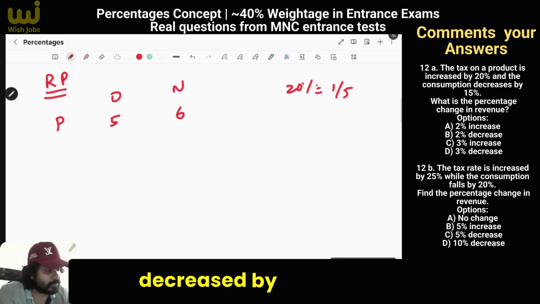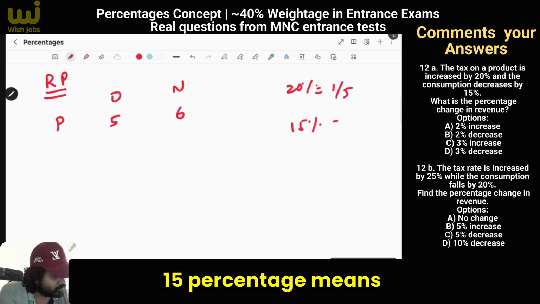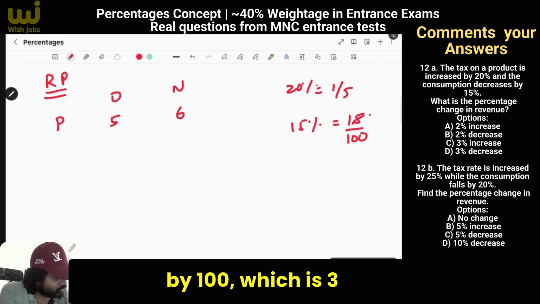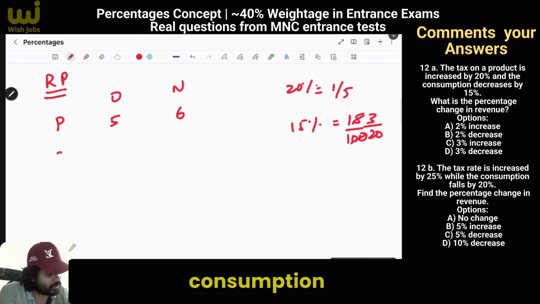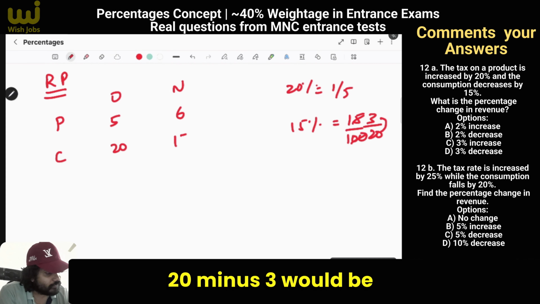And the consumption decreased by 15%. 15% means 15 by 100, which is 3 by 20. So previously consumption is 20. Now it decreased by 15%. 20 minus 3 would be 17.